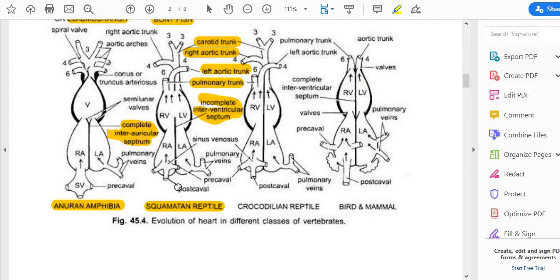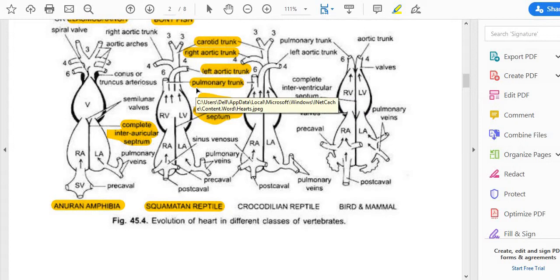Now let us see how the circulation is taking place. Here also it is double circulation. Right from lungfishes we see double circulation, but not in the bony and cartilaginous fish. Here the blood enters the right auricle through the sinus venosus, which is much reduced here. Through the precaval and postcaval veins, the deoxygenated blood is poured inside the sinus venosus. Through the sinus venosus it enters the right auricle, and from the right auricle it enters the right ventricle. From the right ventricle it goes to the lungs through the pulmonary arch or pulmonary trunk.